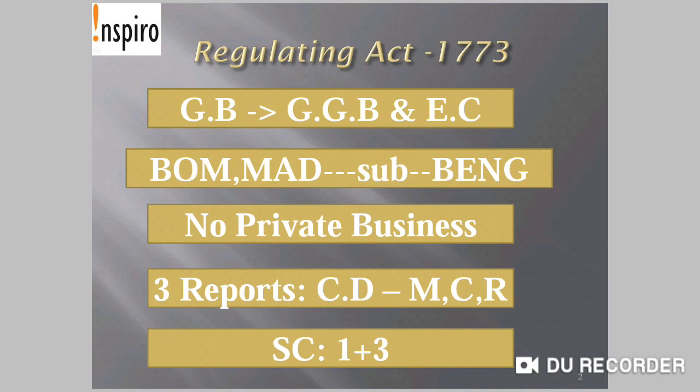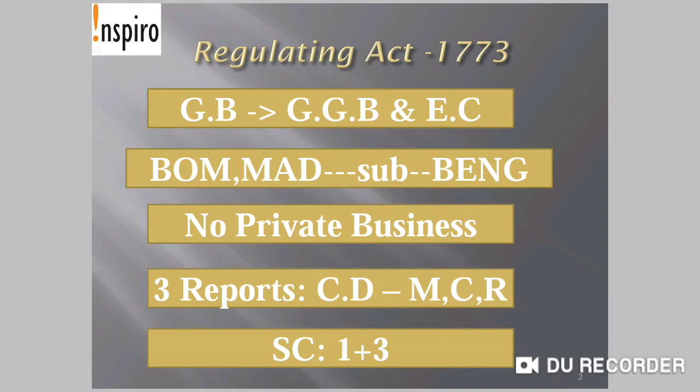Under the Regulating Act of 1773, the Governor of Bengal became Governor General of Bengal. For assisting him, a 4-member executive council was formed, and the Bombay and Madras provinces were made subordinate to the Governor General of Bengal. East India Company employees are barred from any private trade other than East India Company trade activities, and also they are barred from accepting any bribe or gift from the natives.